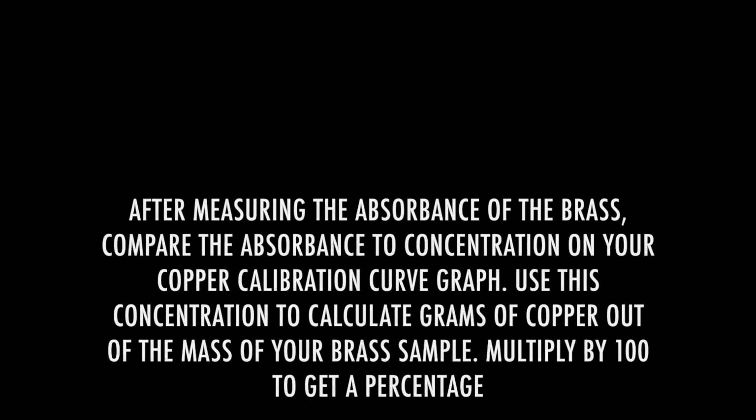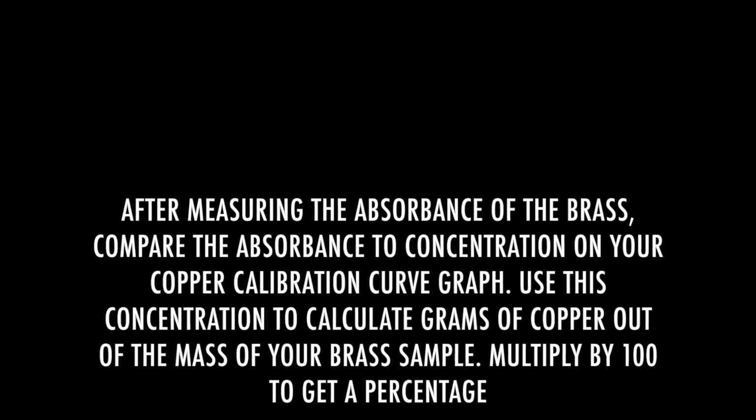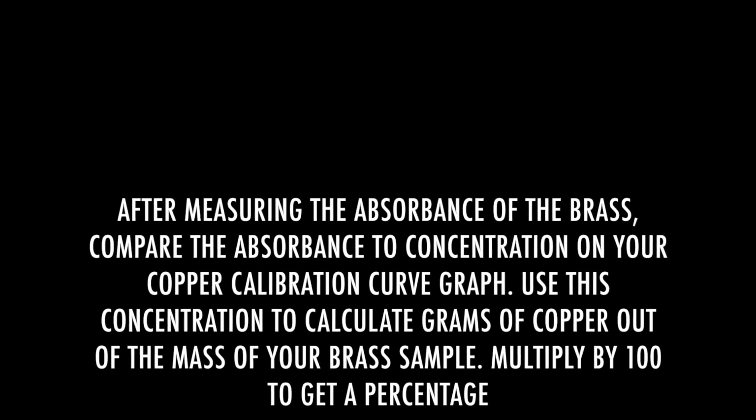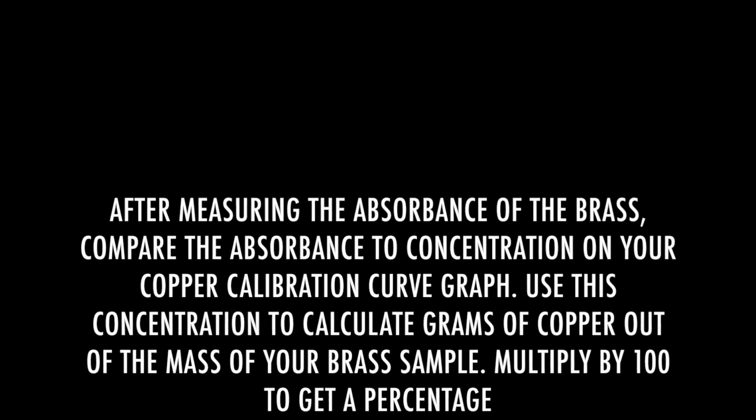After measuring the absorbance of the brass, compare the absorbance to concentration on your copper calibration curve graph. Use this concentration to calculate grams of copper out of the mass of your brass sample. Multiply by 100 to get the percentage.